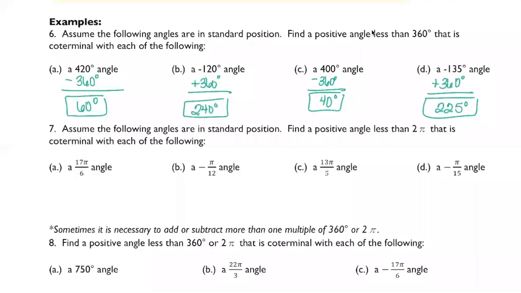Okay, double check to see that that's what you've got. We had to subtract on C and add on D. Okay, number 7 is the same thing. We're just looking at radian measures this time.